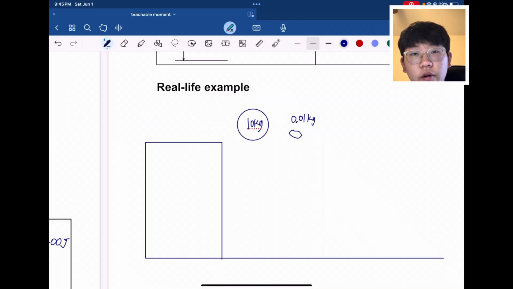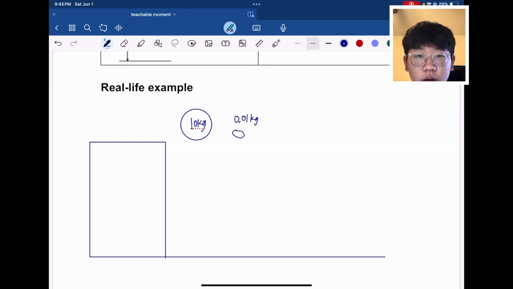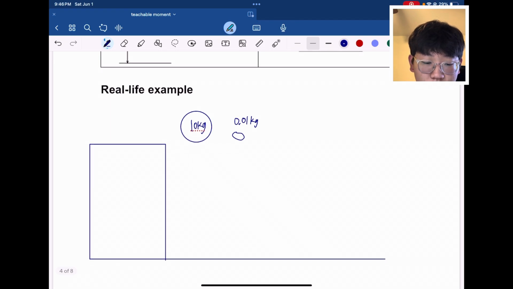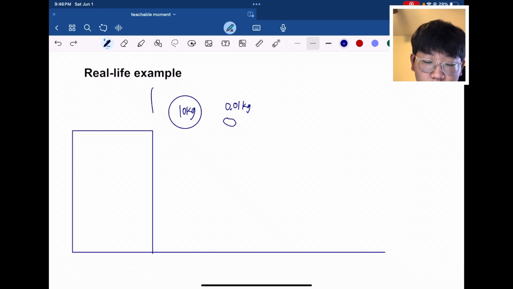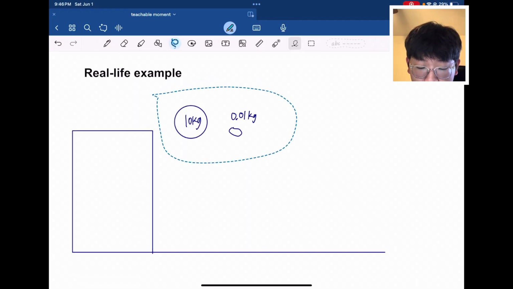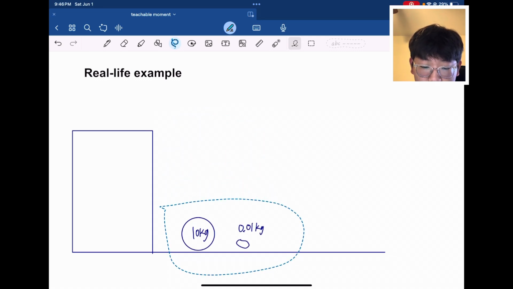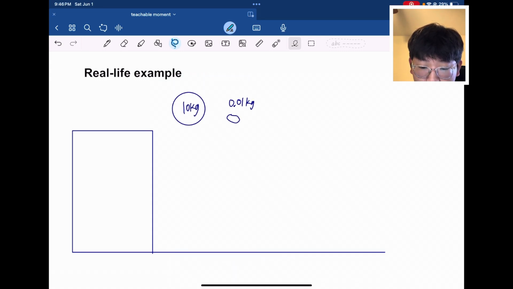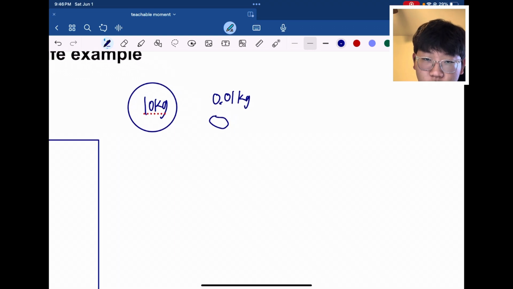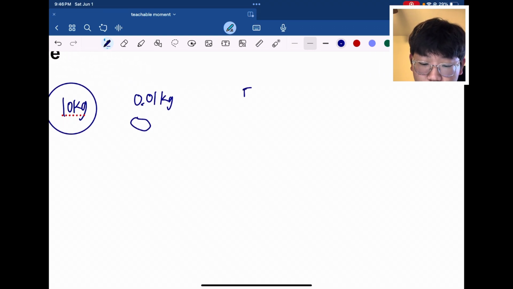Okay, let's go over a quick real life example. Assuming there's no air resistance, for example in a vacuum chamber, no matter how heavy the object is, they're going to reach the floor at the same time if they're simply dropped, because we can set up the equation energy initial is energy final.